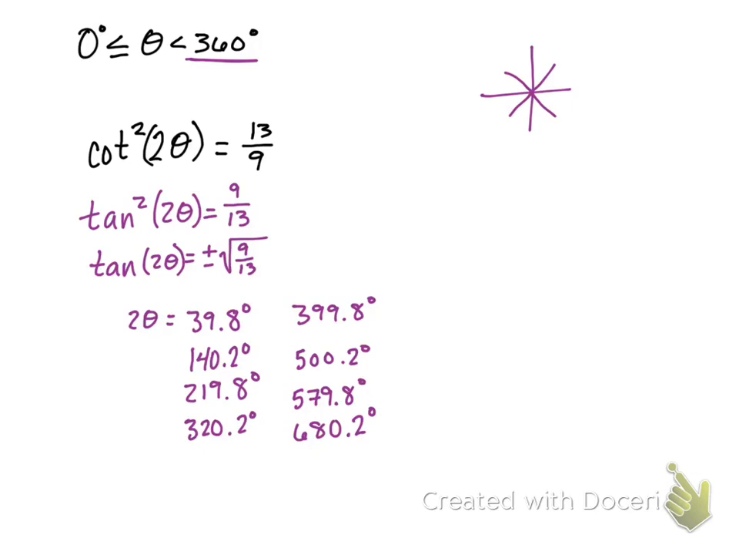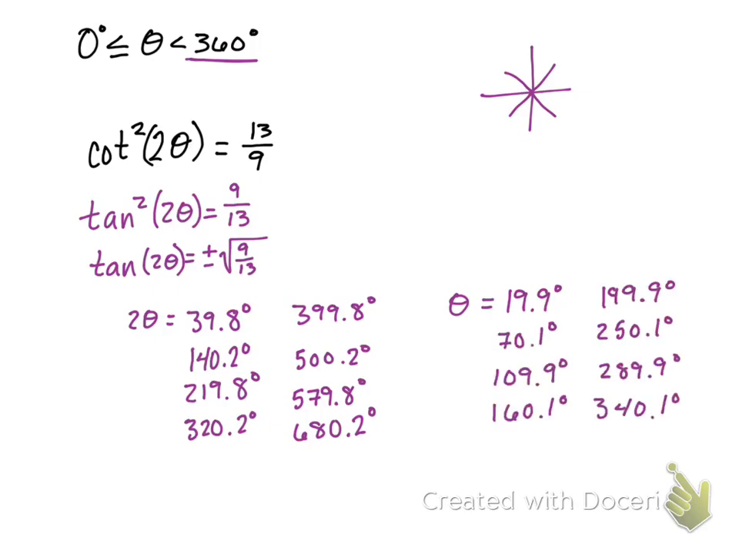So, we need to divide each of these by 2 now. So 39.8 divided by 2 is 19.9. So theta is 19.9 degrees. And I'm going to get the rest of these done here. Just for you, it'll be a few seconds. I'm going to pause my video.